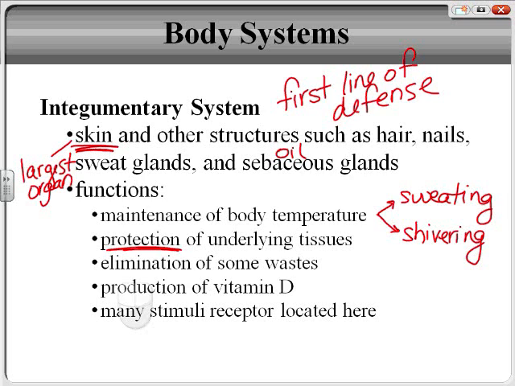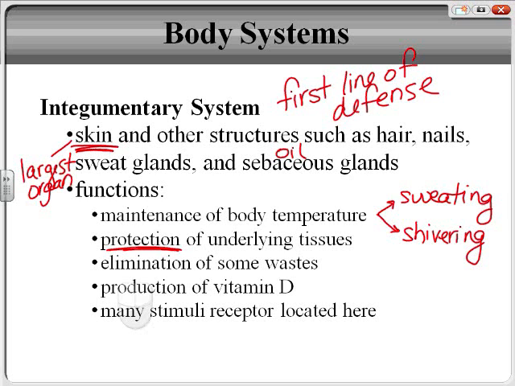Likewise, shivering is going to have a connection to the muscular system, right? When heat needs to be generated, muscle contractions creating shivering will occur. So making that connection between different systems working together to ultimately maintain that homeostasis, right?